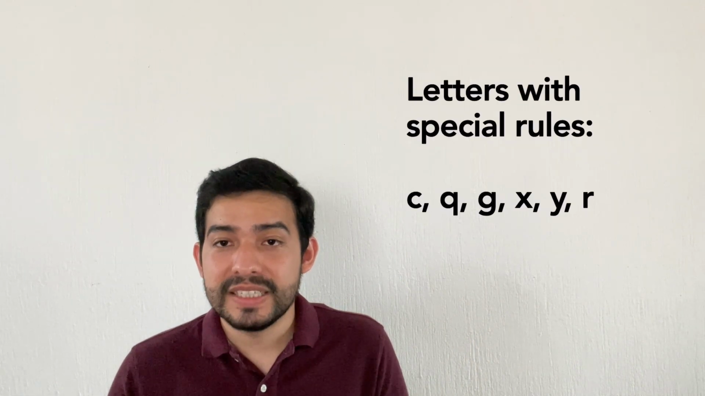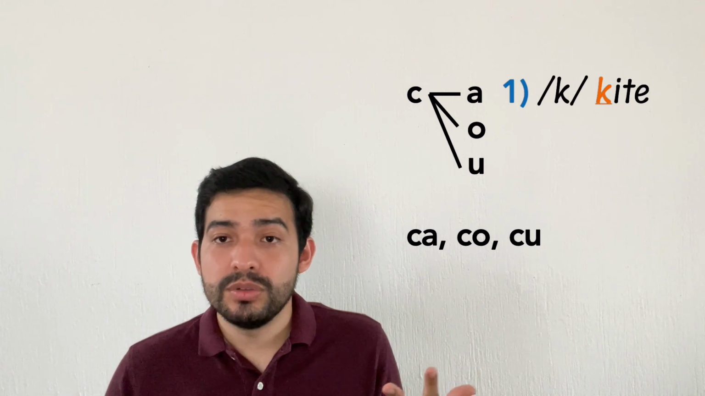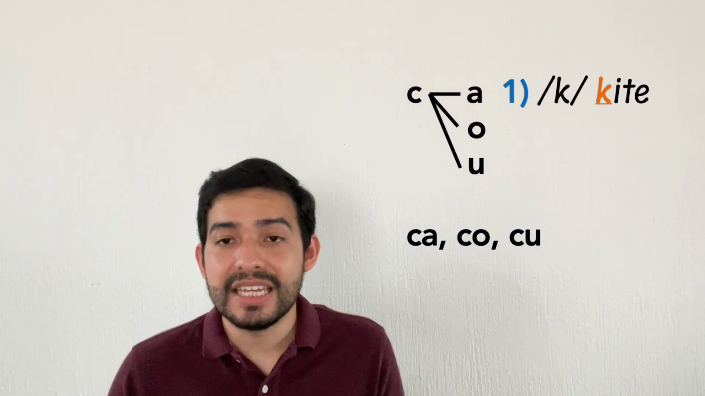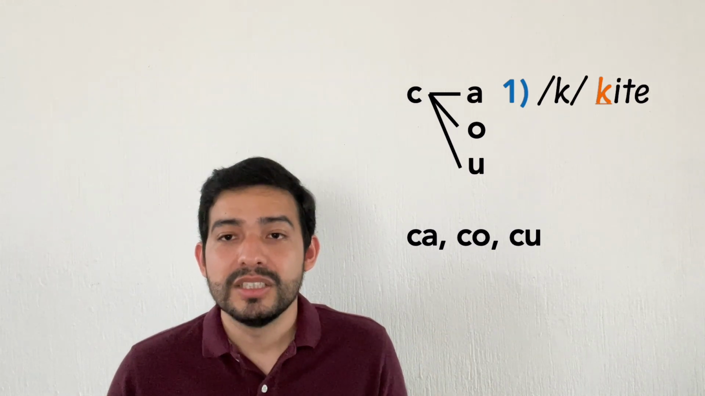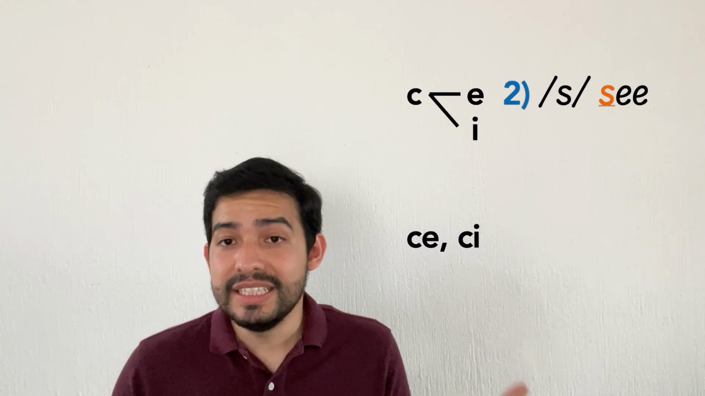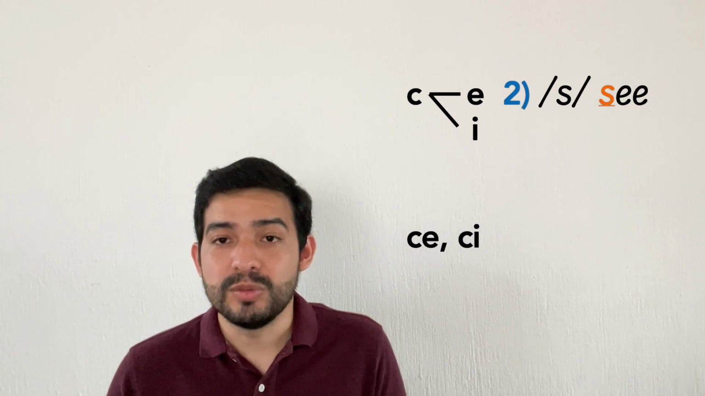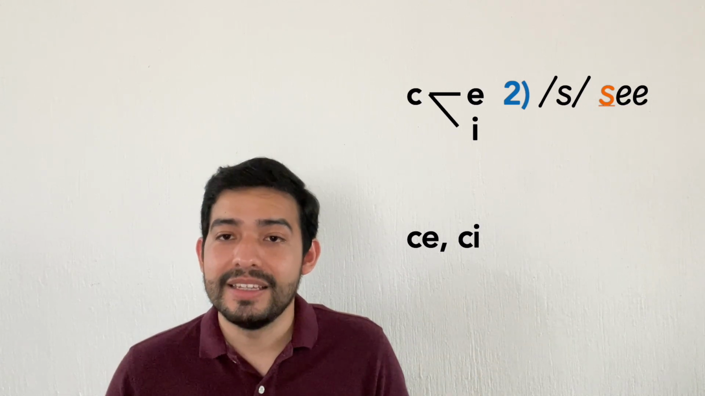Now the third group, consonants with special rules. The letter C has two different sounds. Before A, O, and U, C sounds like the K in the English word kite. So this would be ka, ko, ku. But before E and I, C sounds like the S in the English word see. So this would be se and si.